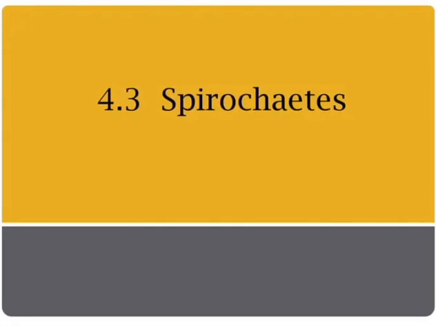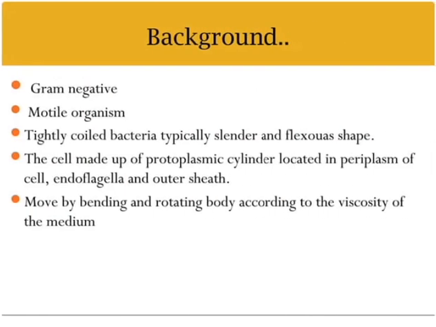Today our topic is spirochaetes. Let us see the most common points of spirochaetes. They are gram-negative and motile organisms. They are tightly coiled bacteria, typically slender and flexuous in shape.